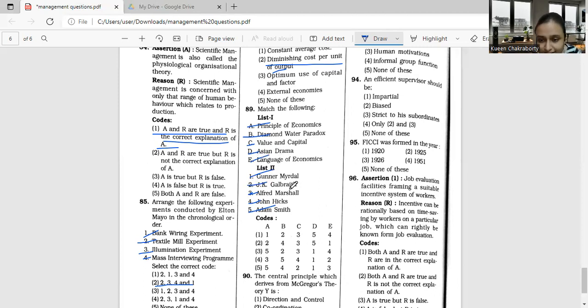J.K., or John Kenneth Galbraith, was the author of The Language of Economics, and that was published in December of 1962. So accordingly, we have the fourth option as the correct one: 3, 5, 4, and 1. A, 3, B, 5, C, 4, D, 1.